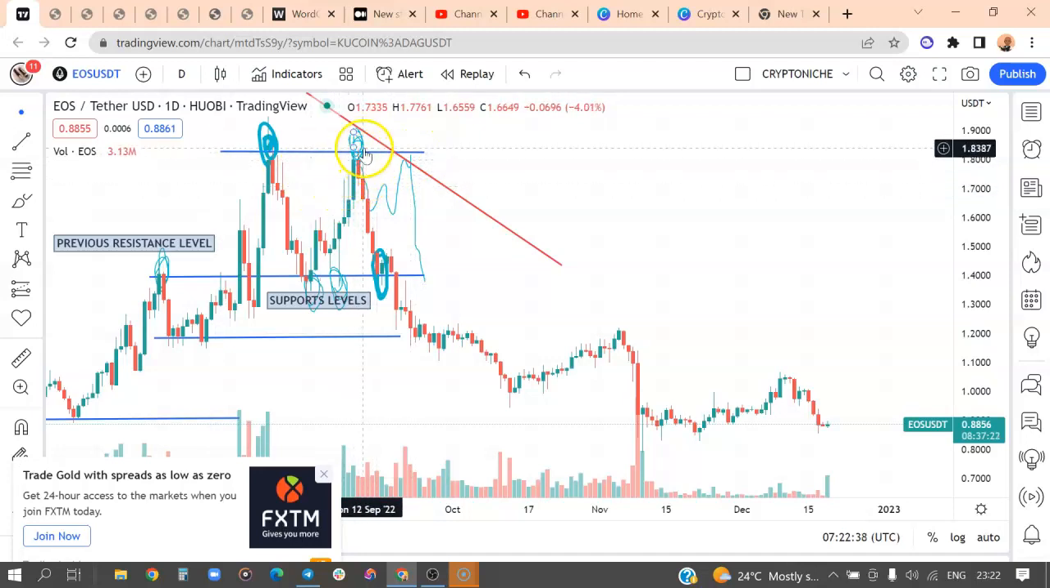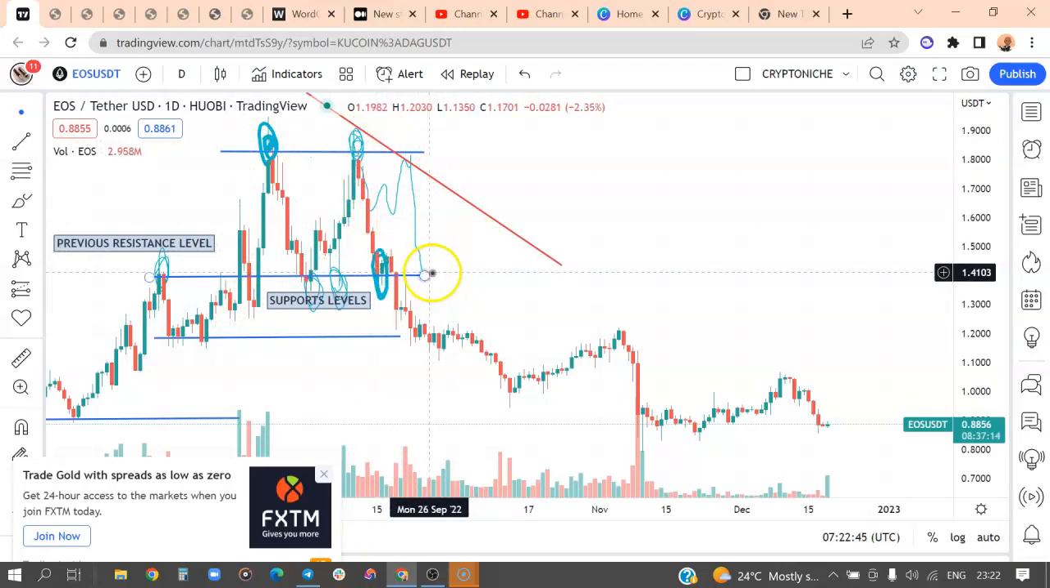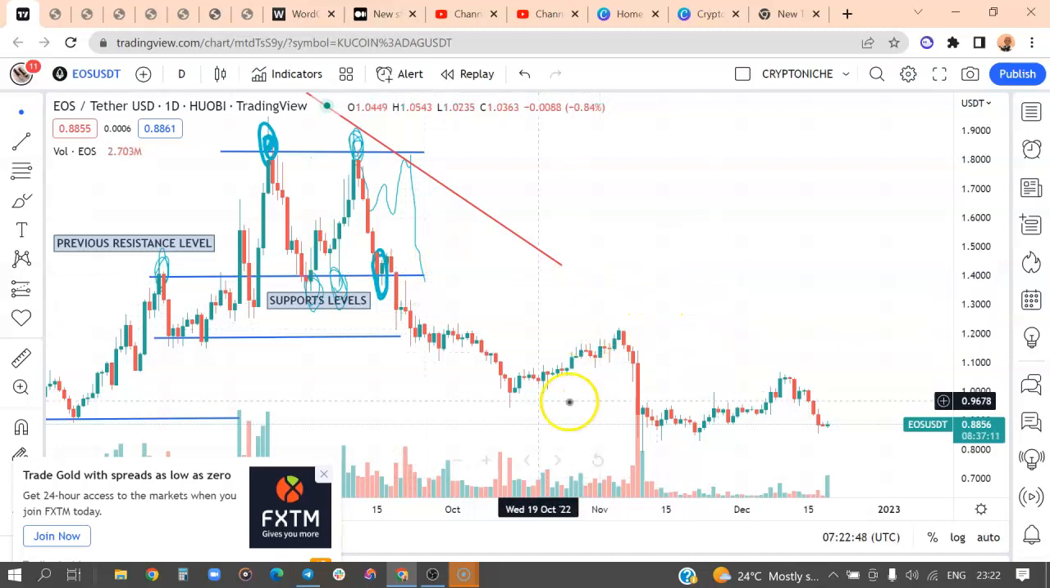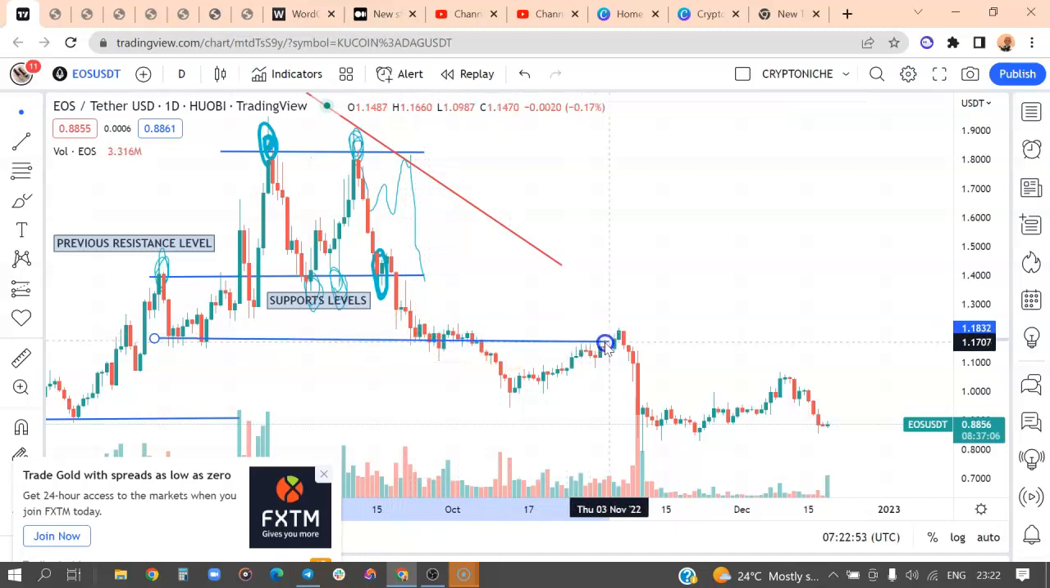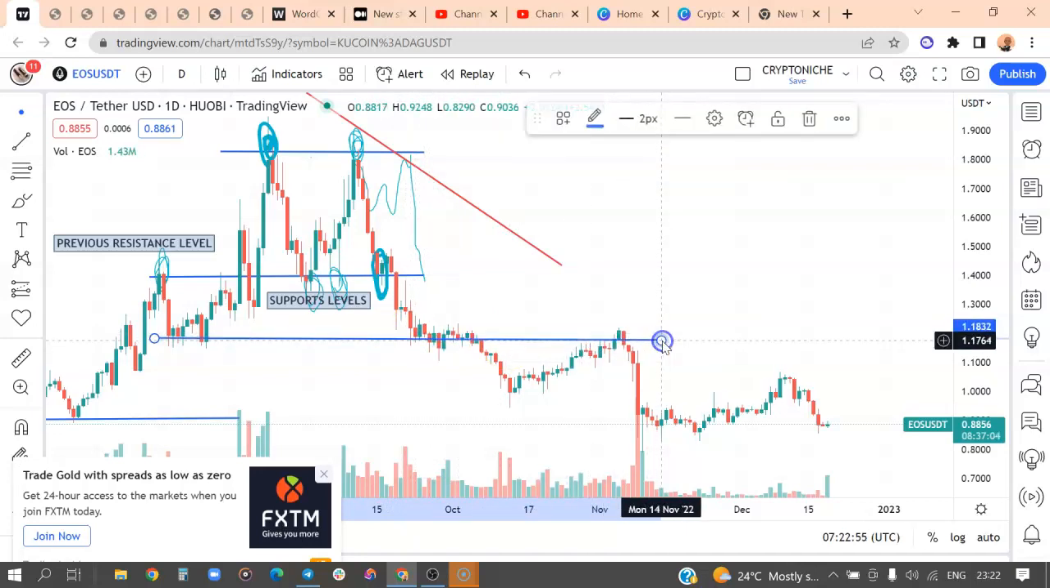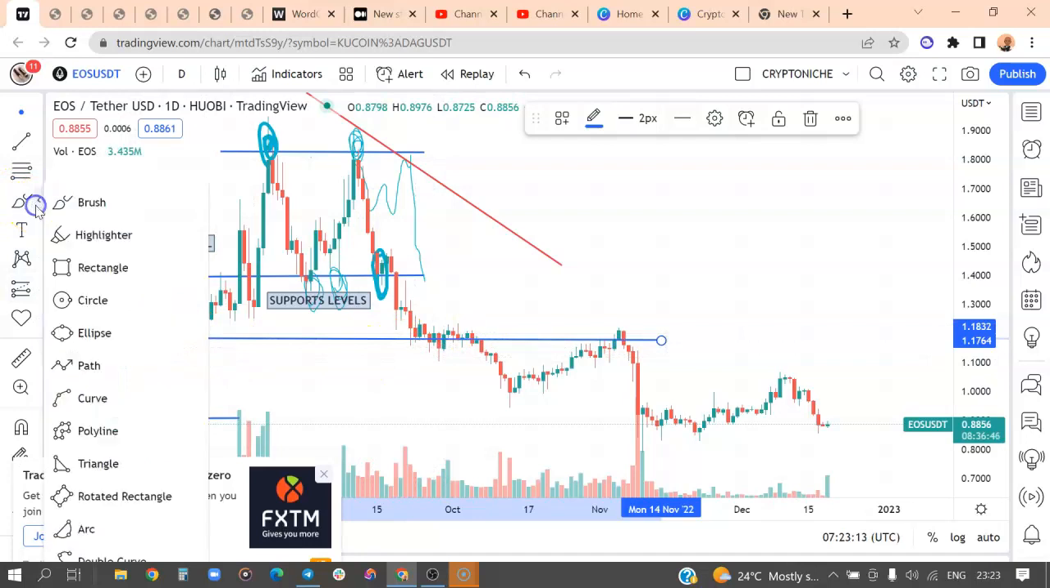I have short orders here, and I was able to short EOS all the way from 1.8 down to 1.3, and now I'm still shorting. Nothing should ever stop you from shorting, sorry, from shorting EOS rather. If you look at this, there's a support here, there's a support here, and there's another support here, and another support here.